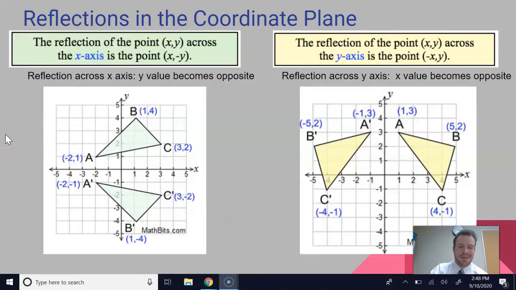Okay, so you can see that when you reflect across the x-axis, the y value becomes opposite. When you reflect across the y-axis, the x value becomes opposite. So look at these graphics, try to understand, look at the coordinates, compare the coordinates of the pre-image to the image, and I think that will help you to get those rules down and understand it at a more conceptual level. So take some time to write down those rules and look over it.